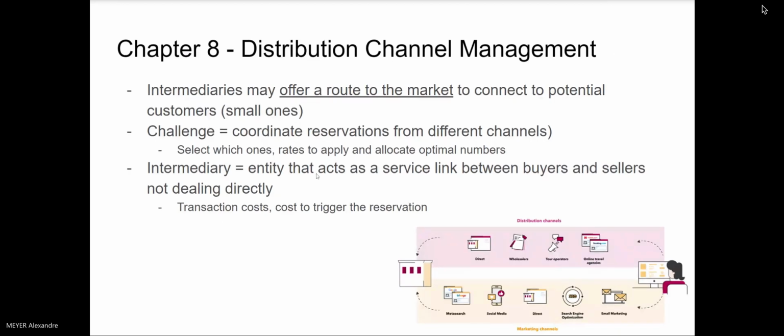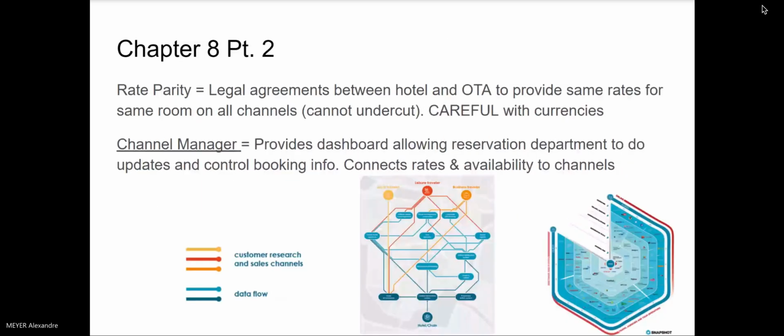So with an intermediary, you don't only have to consider the transaction cost, but you must also consider the cost to trigger the reservation, right? And here on the bottom, you have an example of how things work normally. If you go through a tour operator, the tour operator communicates with the hotel, which comes back to you. So that's an example of an intermediary, right? Otherwise, you can look at direct channels, or you can look at OTAs as well.